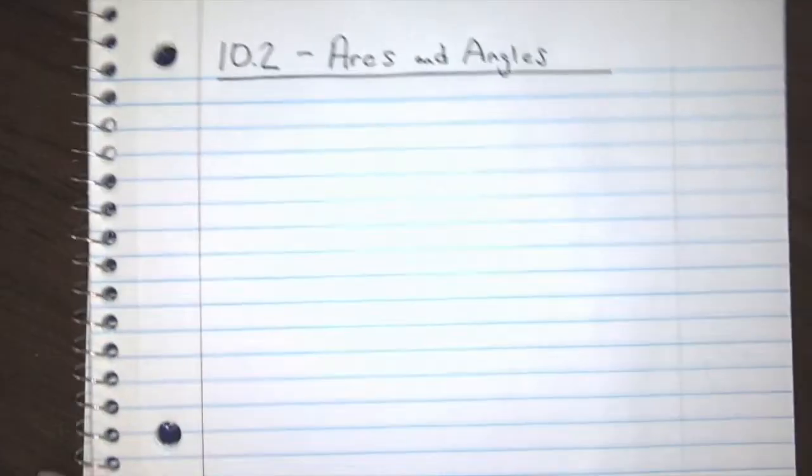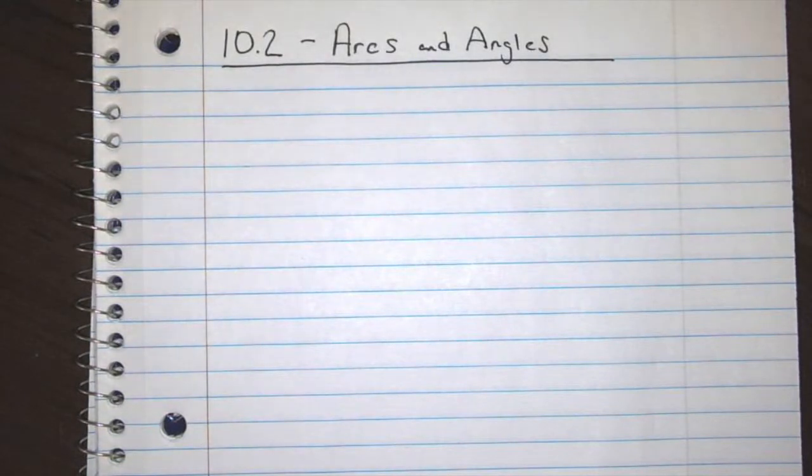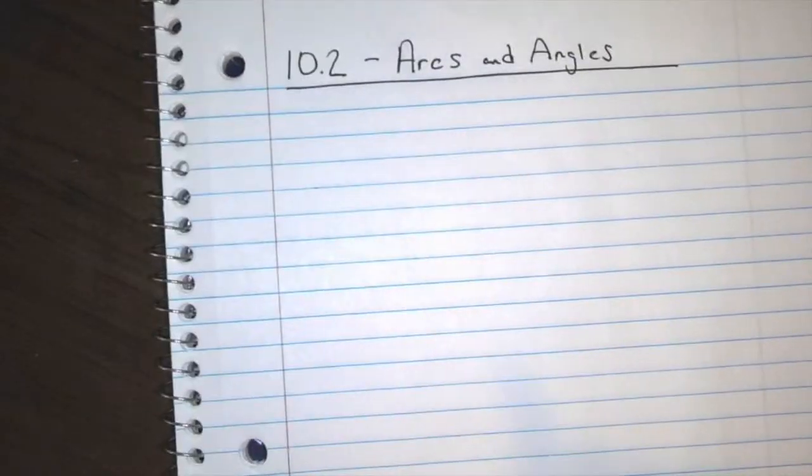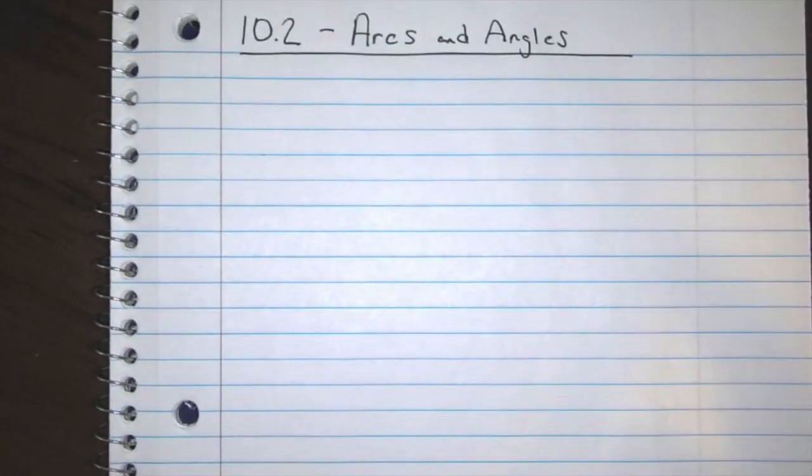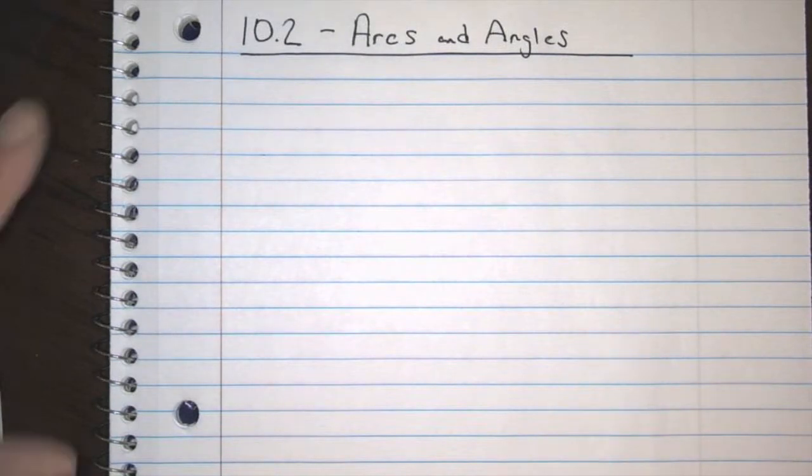I've already got my title ready at the very top. 10.2, arcs and angles. So let's get started. Go ahead and write this down. I am going to be doing a binder check at the end of this chapter, so please be writing down your notes and try these problems with me.